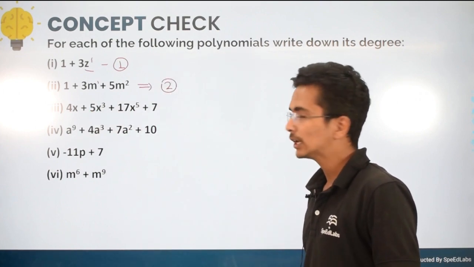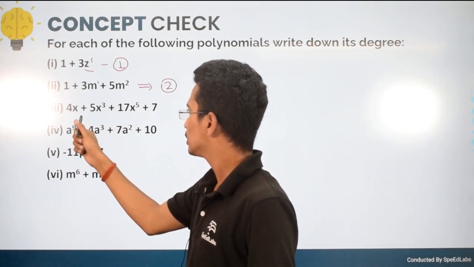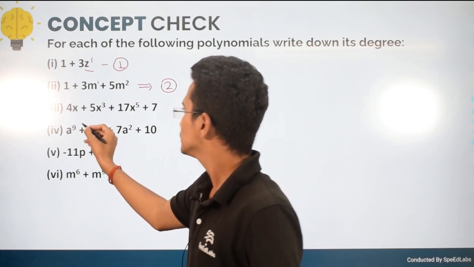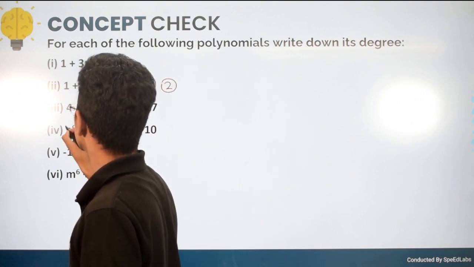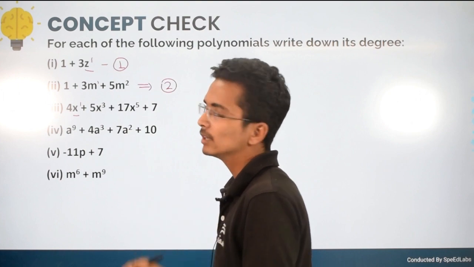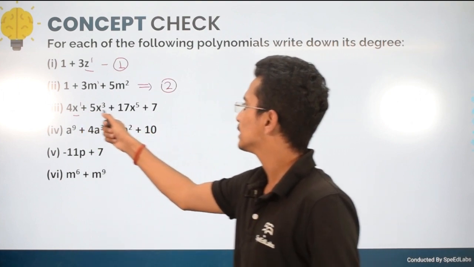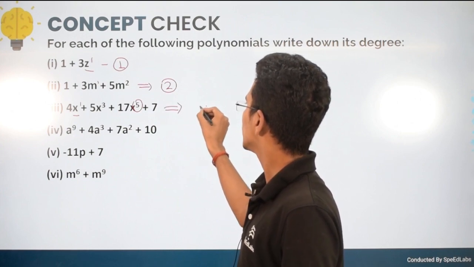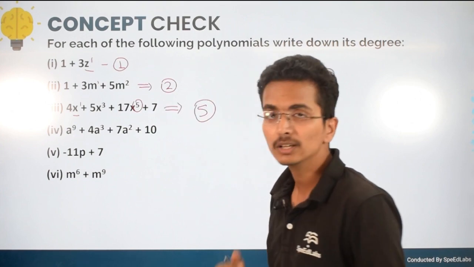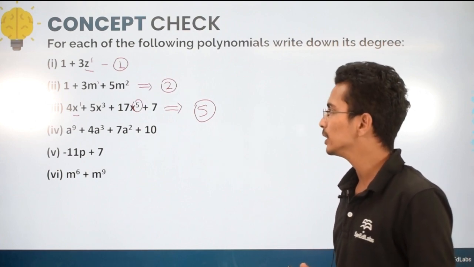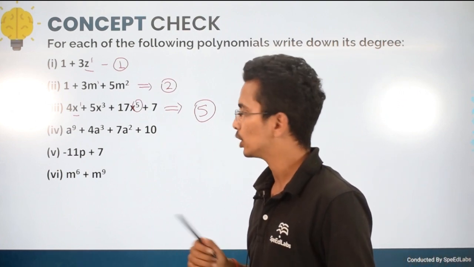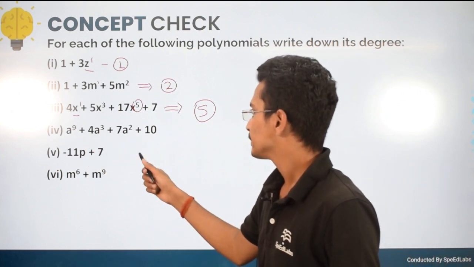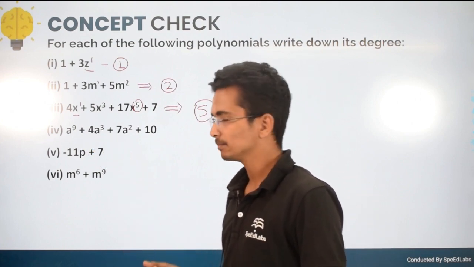In the third polynomial, you will see it is a polynomial in x. So you can see what the power of this variable x is here. It is 1, it is 3, it is 5. So the highest power in the given polynomial is 5. So what will be the degree of this polynomial? The degree of this polynomial will be 5 because the degree is the highest power of the variable in the given polynomial. Okay. In this polynomial, what is the degree?